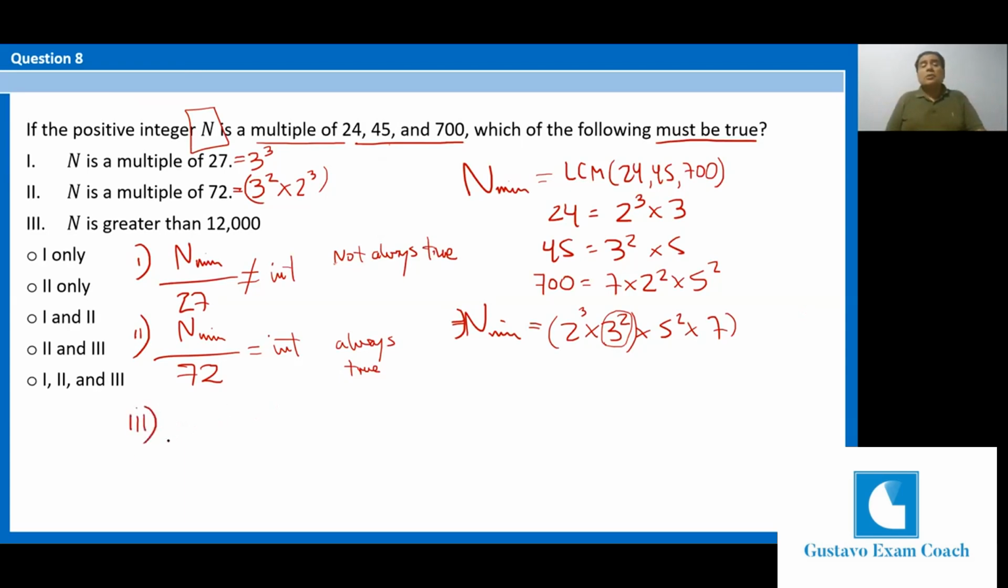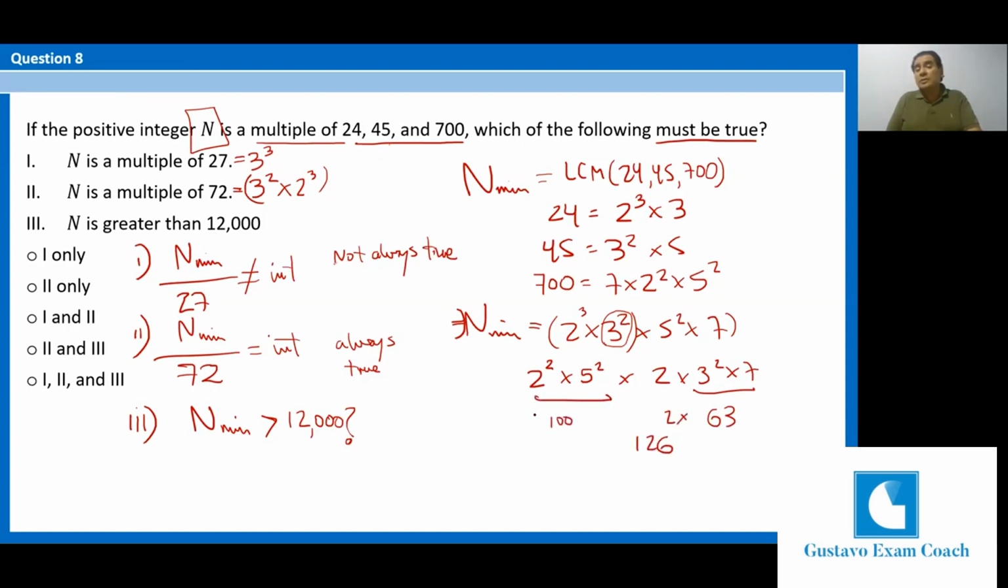The third, you need to check whether n is greater than 12,000. Let's validate this with the minimum value. Is the minimum value greater than 12,000? Well, for that, you need to calculate this. Let's do it conveniently grouping the factors for faster calculation. This is 9 times 7, 63, times 2 is 126, but this represents 100. So times 100 equals 12,600. So the answer is yes.